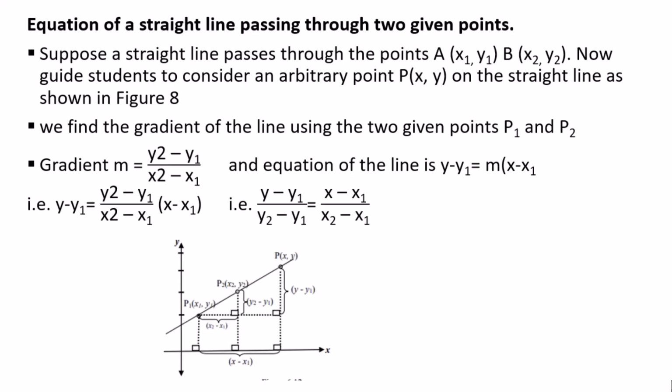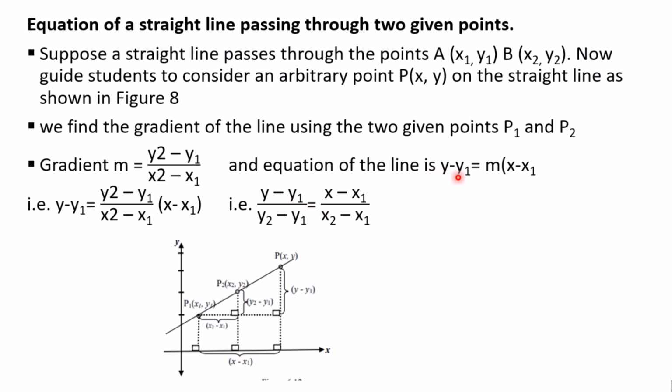So suppose we have the equation of a straight line passing through two given points. Then our point A is (x1, y1), our point B is (x2, y2). This is shown down here in this figure. Now we know how to find the gradient from these two points. We know our gradient is y2 minus y1 over x2 minus x1.